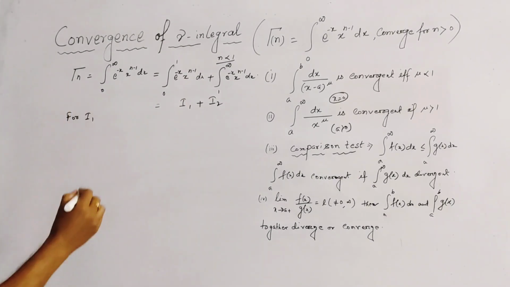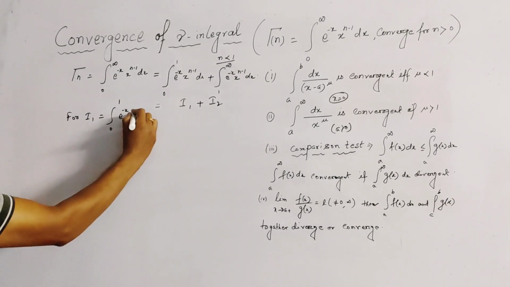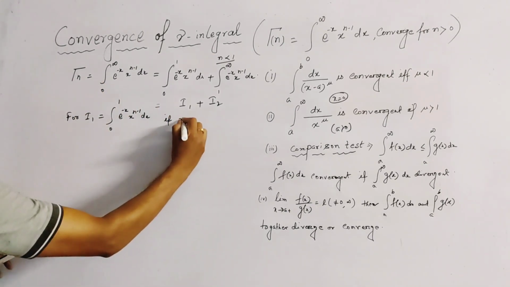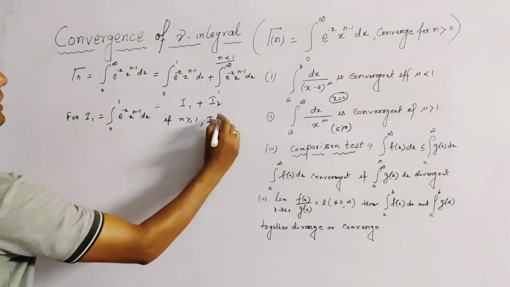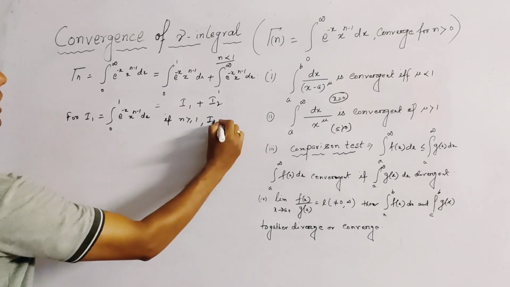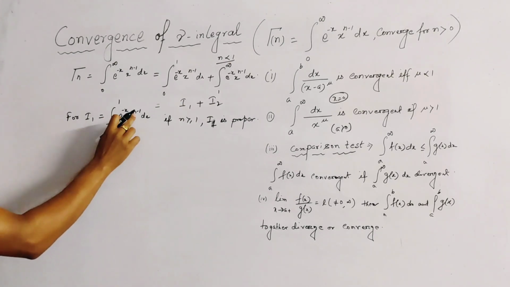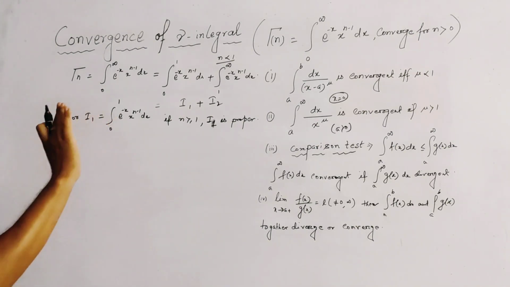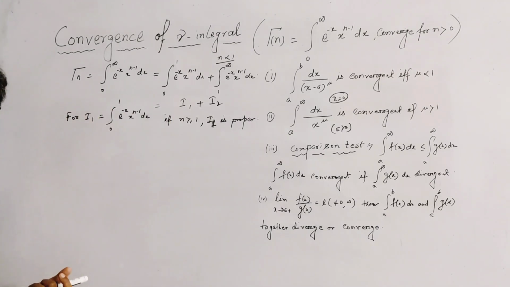For I1, this is equal to integration 0 to 1 e to the power minus x, x to the power n minus 1 dx. If n is greater than or equal to 1, then I1 is proper, because 0 and 1 are both not points of infinite discontinuity, and there is no other point of discontinuity for this function. So this is a proper integration, that is convergent.